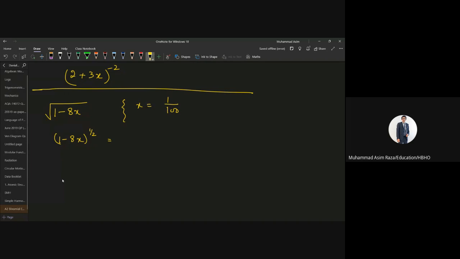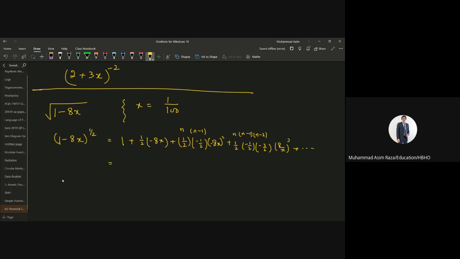For example, if we use this one, it will become 1 plus 1 over 2 to the power, then minus 8x over 1 factorial, which is 1, so we're not going to write it down, then plus 1 over 2 into 1 over 2 minus 1, that is n and then n minus 1, which will be minus 1 over 2, and we will have minus 8x squared, then plus n into n minus 1 into n minus 2, which is 1 over 2, minus 1 over 2, minus 2, that will be minus 3 over 2, and we will have 8x whole cube, and so on. We will not expand more than that.